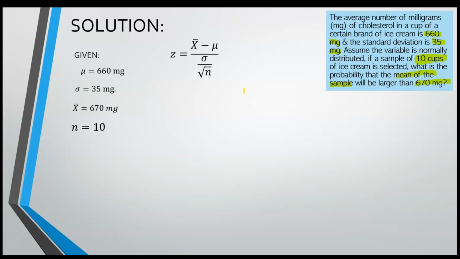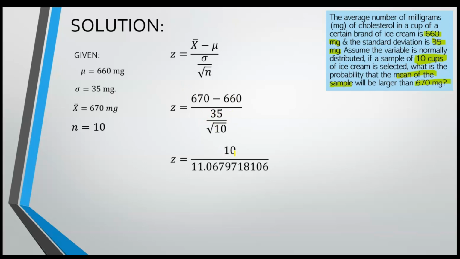Based on the given, we know that the formula that we need to use is z equals the sample mean minus population mean over population standard deviation over square root of n. So we will simply substitute: 670 minus 660 over 35 over square root of 10. Simplify further. 670 minus 660 is 10, and 35 divided by square root of 10 is 11.06797181006. So we simplify, that's 0.90350799029. And we round it off to 2 decimal places. Our z-score is 0.90.